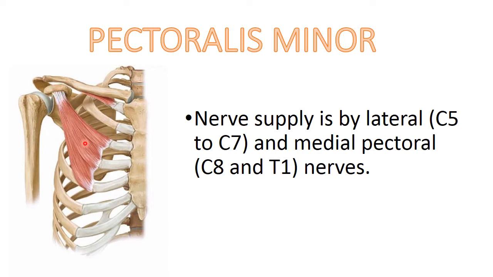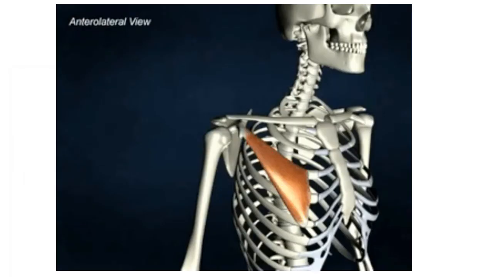The nerve supply is the same as pectoralis major, that is medial pectoral nerve, which pierces the pectoralis minor, comes outside and supplies the major and minor. Even the lateral pectoral nerve, which pierces the upper part of the pectoralis minor, comes outwards and supplies the major and the minor. This is how it is supplying the major and minor.